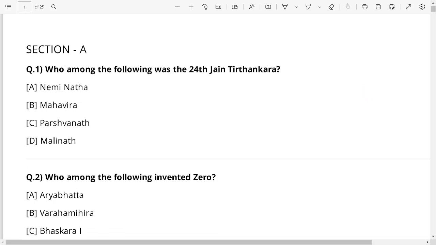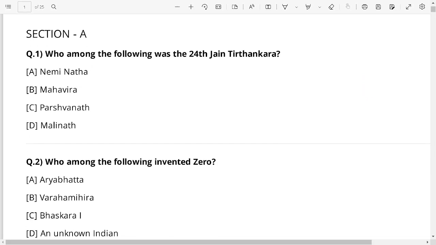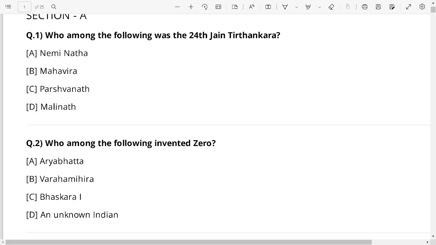So let us begin with question one of general knowledge. Who among the following was the 24th Jain Tirthankara? The right option is B. Jain Tirthankara Mahavira is the 24th and the last Tirthankara.